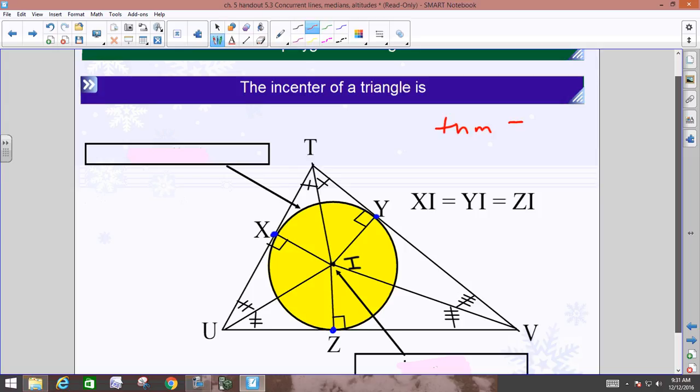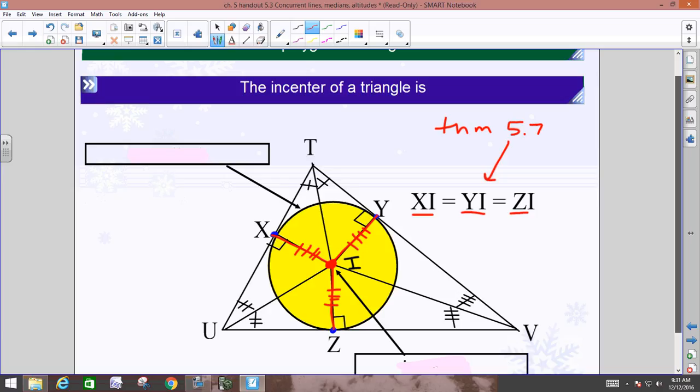This is using theorem 5-7 at the top, the angle bisectors of a triangle. VI, TI, and UI are all angle bisectors. So they are concurrent at a point, I, that is equidistant to each side of the triangle. So IY, IX, and IZ are all the same length. That's using theorem 5-7.